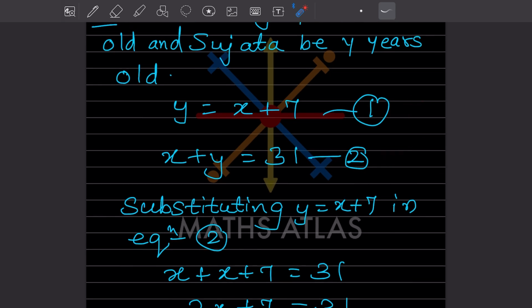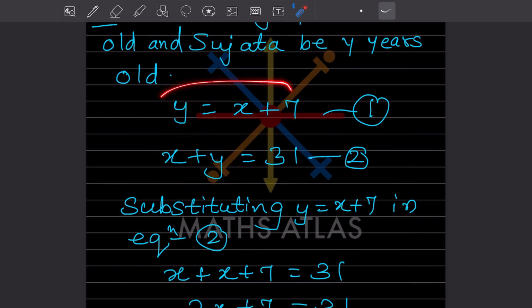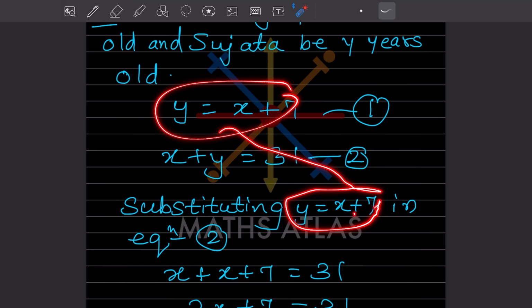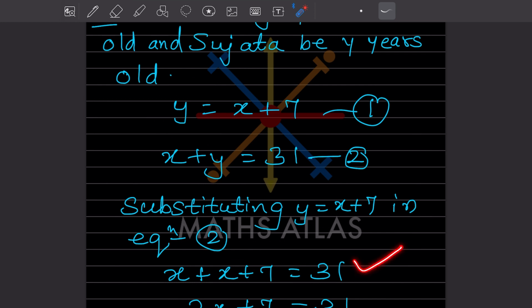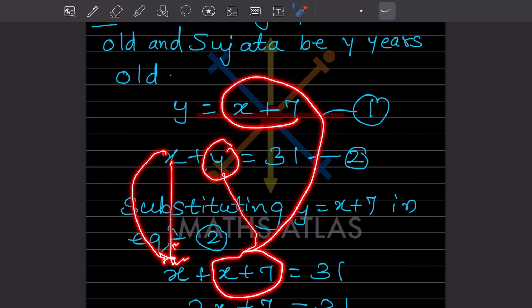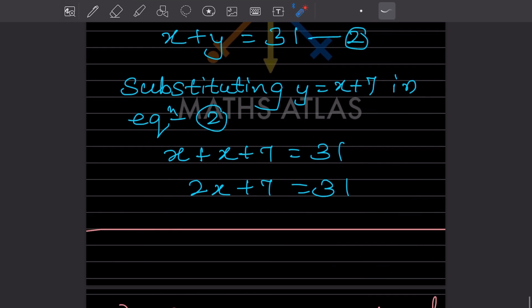So what will we do here? y is given as x plus 7. Because here are two variables, we will substitute y is equal to x plus 7 in equation number 2. Okay, so now look at here. This x will be as it is. In place of this y, that is x plus 7. And this is 31. In place of y, we consider x plus 7, because the value of y is x plus 7 and that is 31. So now what will you do? x plus x means this is going to be 2x. 2x plus 7 is 31.